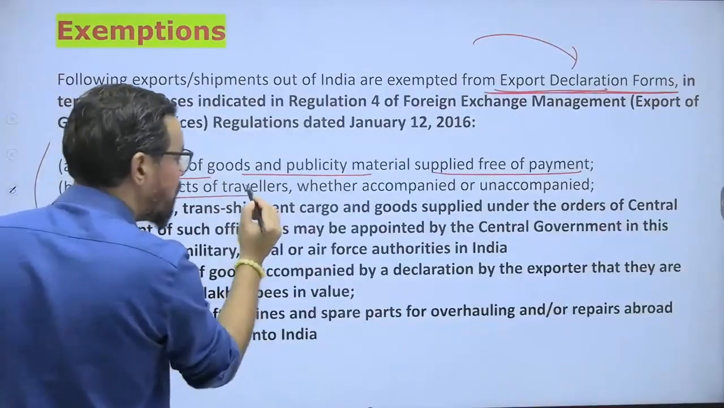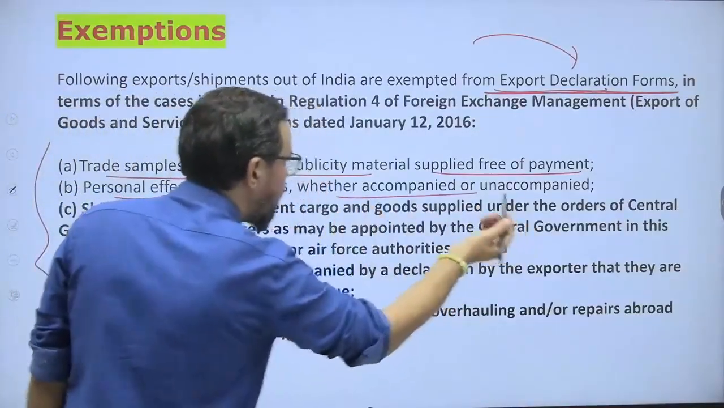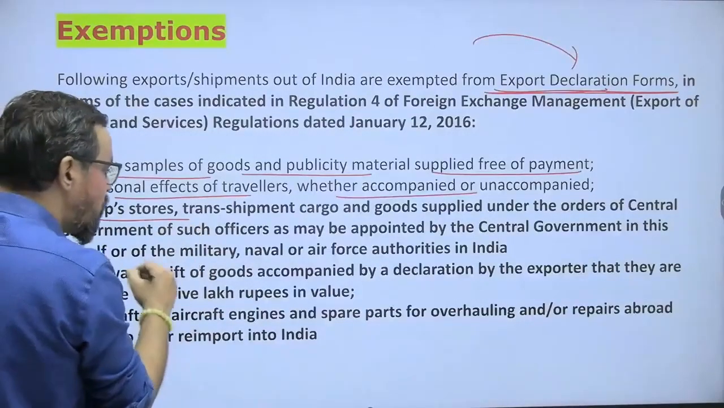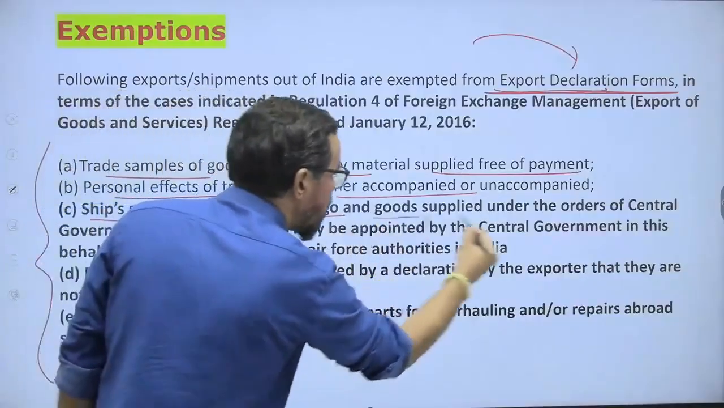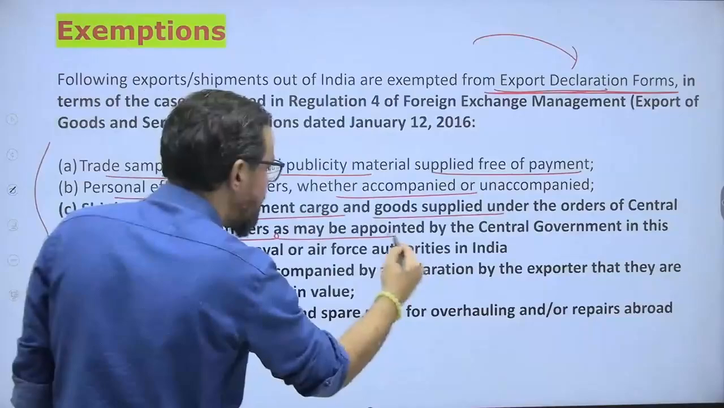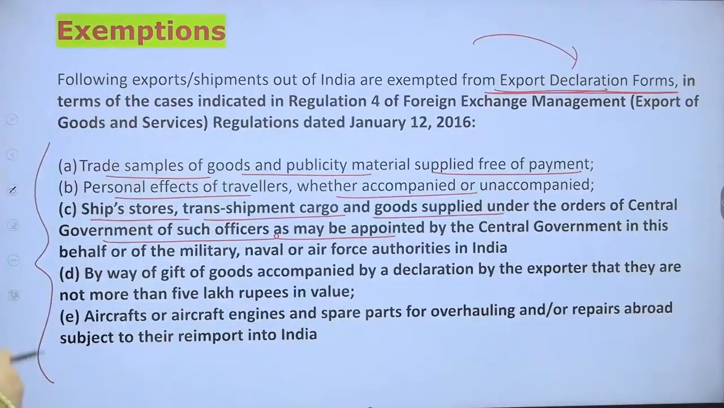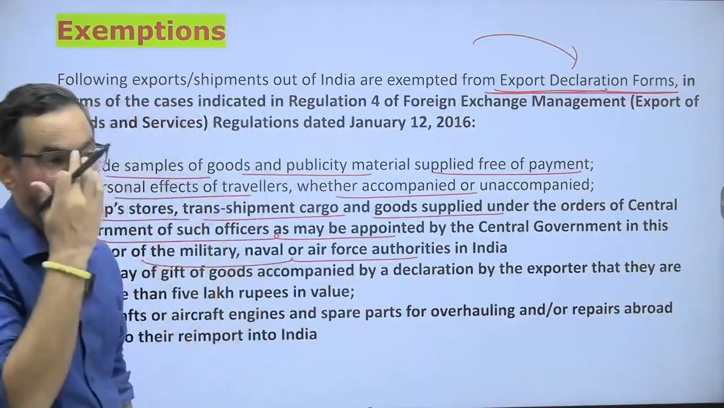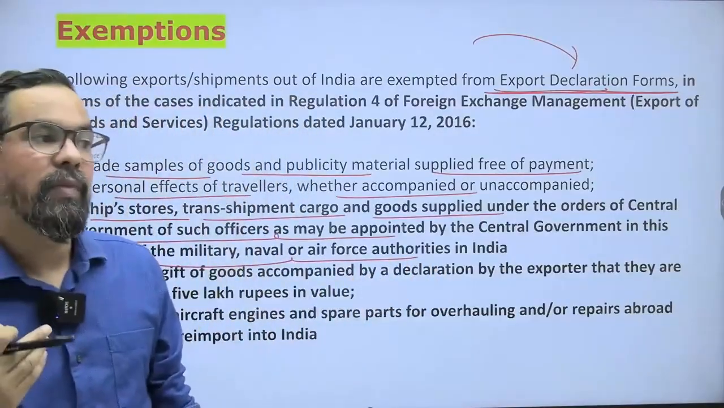Personal effects of travelers, whether accompanied or unaccompanied. Okay, so if you are moving or carrying some goods, that is also not required. Ship stores, transshipments, cargoes, and goods shipped under the order of the central government, such as officers as may be appointed by the central government on behalf of the military, naval or others. Sometimes we do some sort of charity, okay?